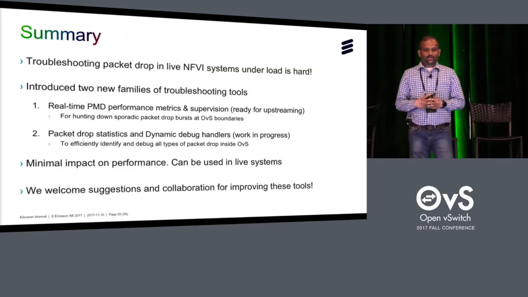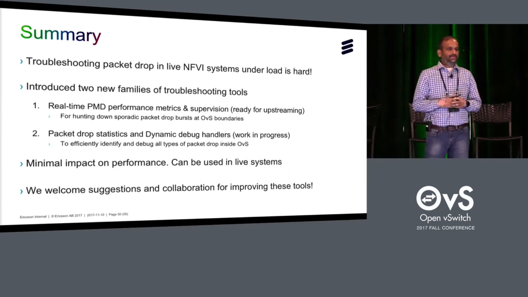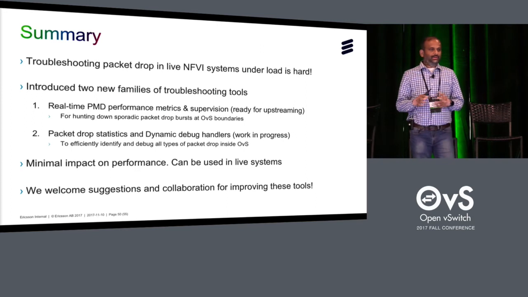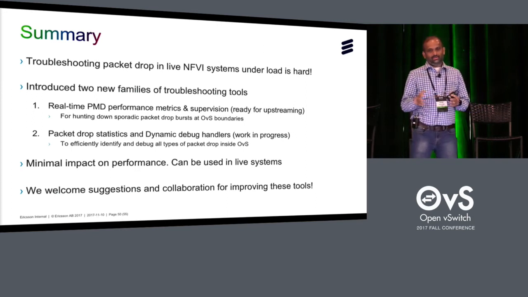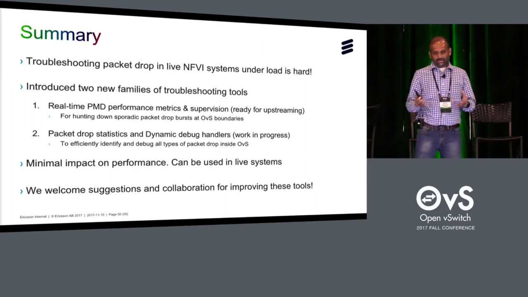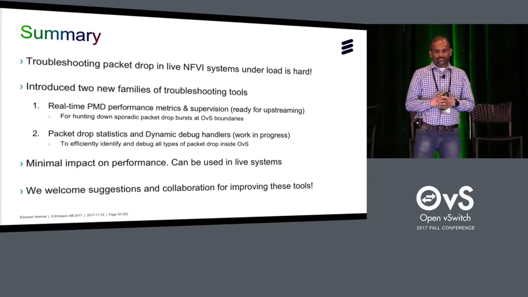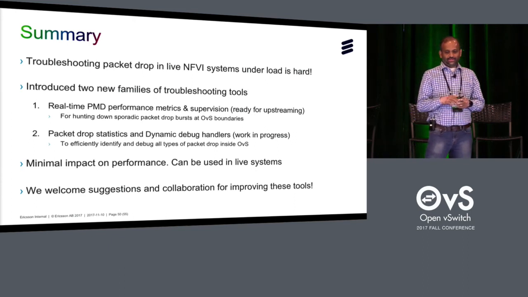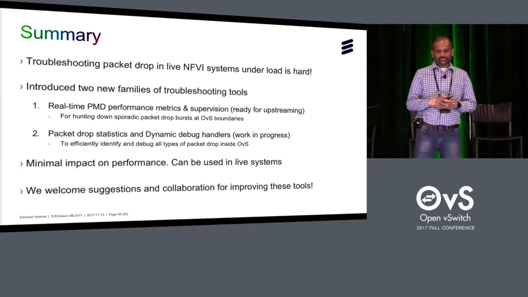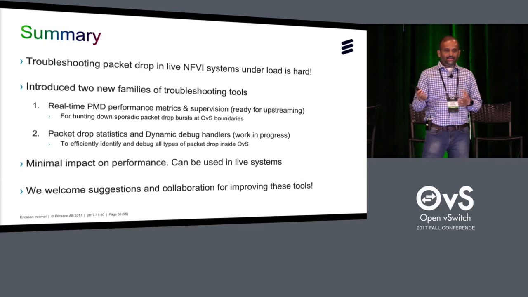To summarize, troubleshooting the packet drop in a live NFV system under load is really hard, and we have introduced two classes of troubleshooting tools here. The first class of tools will give you real-time PMD performance metrics and supervision, with which one can hunt down these sporadic drops at OVS boundaries. This is already ready for upstreaming, and we would like you to use this tool and give your feedback.